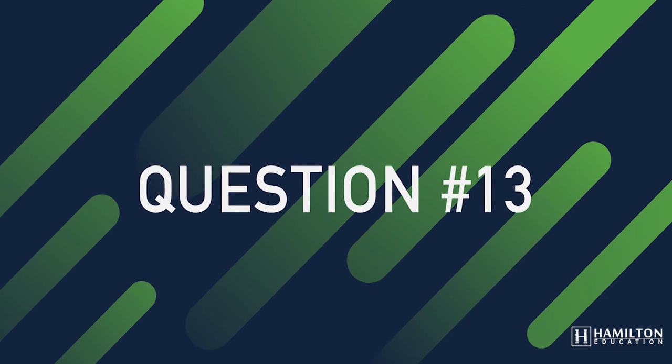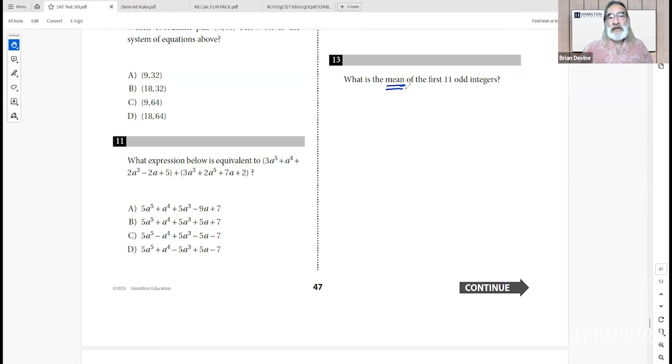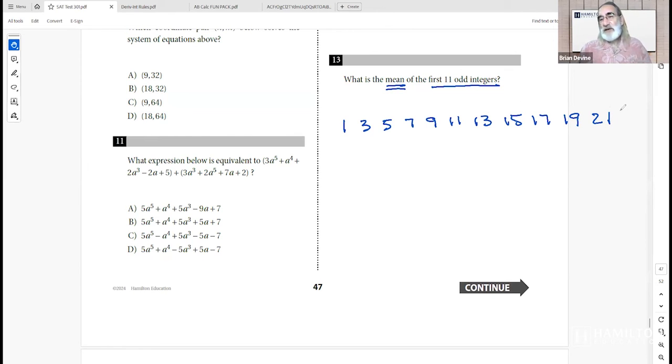Question 13. What is the mean, the arithmetic average, of the first 11 odd integers? Well, that's going to be 1, 3, 5, 7, 9, 11, 13, 15, 17, 19, up to 21. You can see we've got 1, 2, 3, 4, 5, 6, 7, 8, 9, 10, 11. And we add them all up and divide by 11.